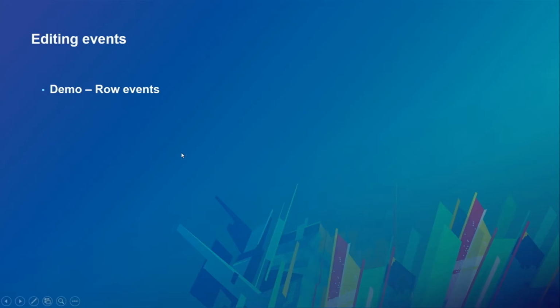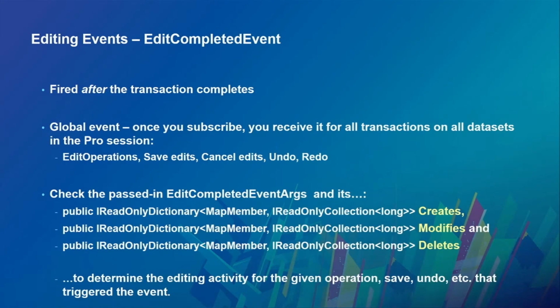So that's what we have for the row events. There's one other event that we have, which is actually the edit completed event. And this is the one event that fires after the transaction completes. Like I said before, the created event, the changed event, the deleted event, they occur while you're within the transaction. So you still have the ability to modify attributes or actually cancel the edit. This particular edit occurs afterwards. So you have no way of cancelling the edit.